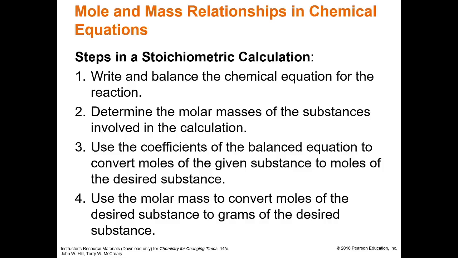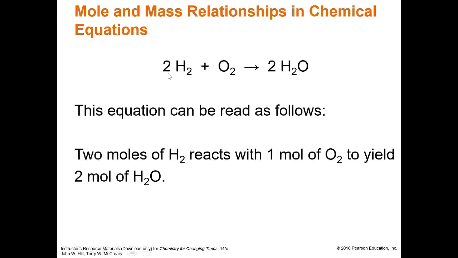The next step is to use the coefficients of the balanced equation to convert moles of the given substance to moles of the desired substance. So let's say I gave you that you have 2 grams of hydrogen. That would be 1 mole of hydrogen. The next thing you'll do is, well, I have a mole of hydrogen. That means that I can make a mole of water, because every 2 moles of this will give you 2 moles of that. That means it's a 1-to-1 ratio.